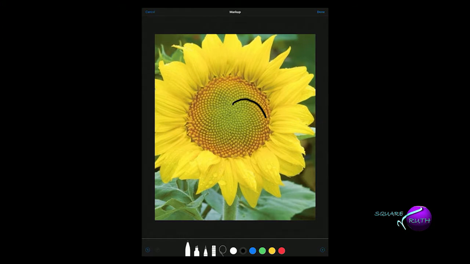That's, if you count as the first one, then there's a second one, and a third, fourth, fifth. If you go all the way around in this direction, you will get 55 of these arcs. They're in a spiral shape.